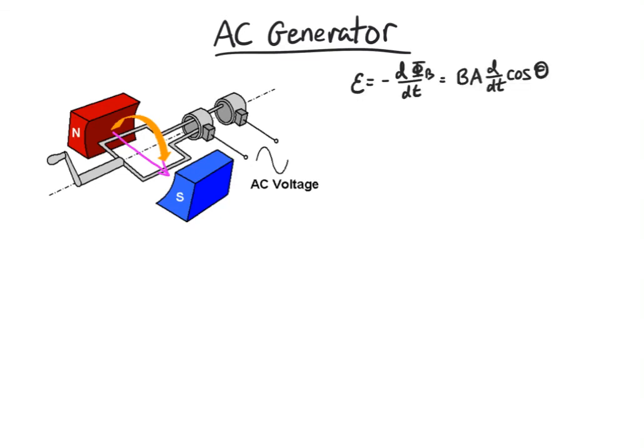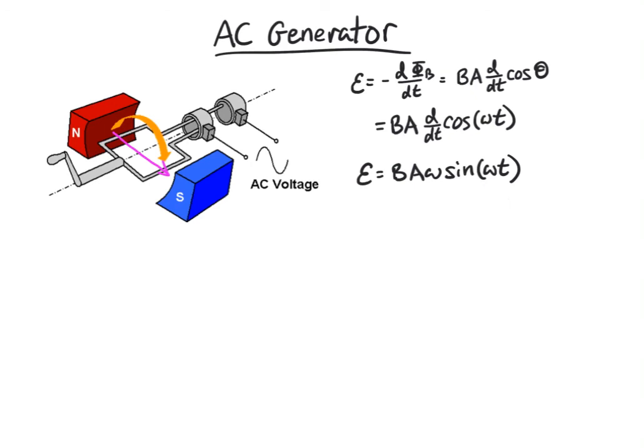If we assume that the coil is being spun in a simple sinusoidal rate, then we can replace theta with omega t, where omega is the angular frequency of rotation. Evaluating the derivative, we find that the induced EMF in our generator becomes the magnetic field strength times the area of the loop times the sine of omega times t. Note that the faster you spin it, the greater the induced EMF would be.